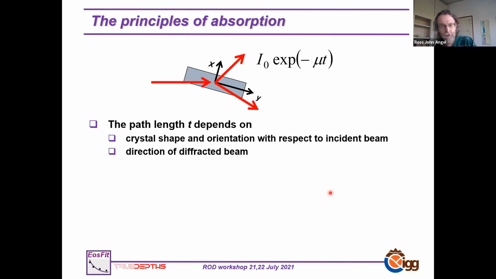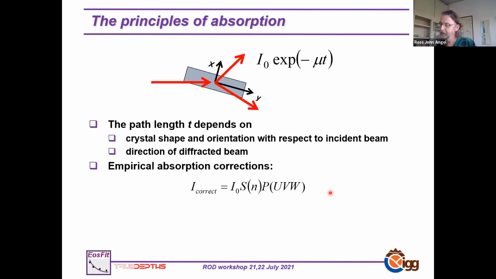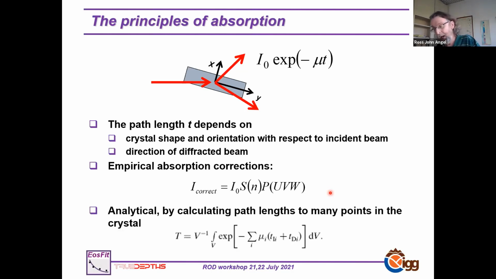And there are two ways in which you generally correct for it. If you're doing crystals in air, and typically organic crystals with very low absorption coefficients, empirical absorption corrections work very well. But it's also possible, and this was the traditional way of doing it since the 1960s, to calculate the path lengths in the crystal and do what is called an analytical absorption correction. So there are two options, and both are available through Chrysalis, and both are available for diamond cells.